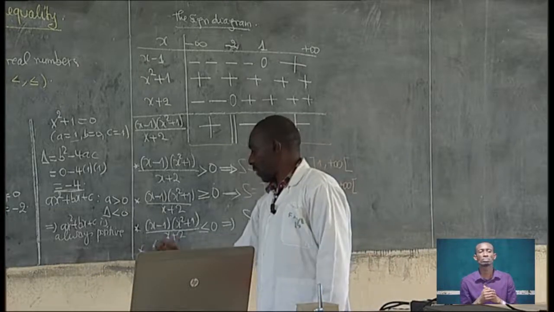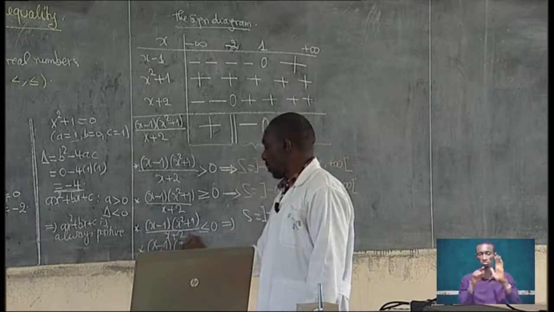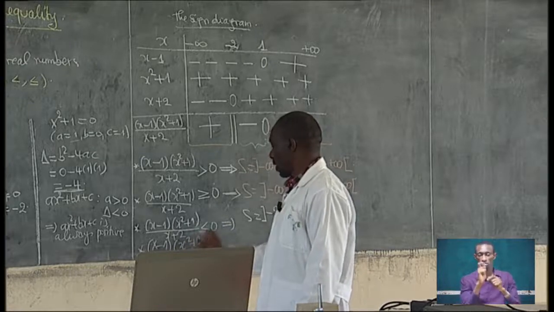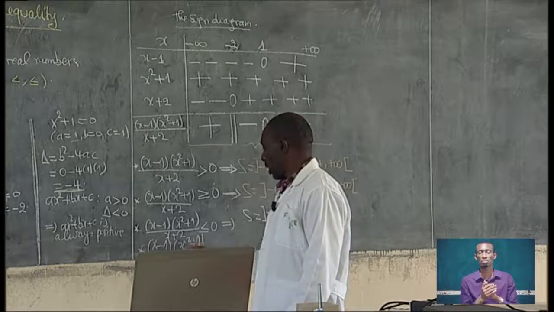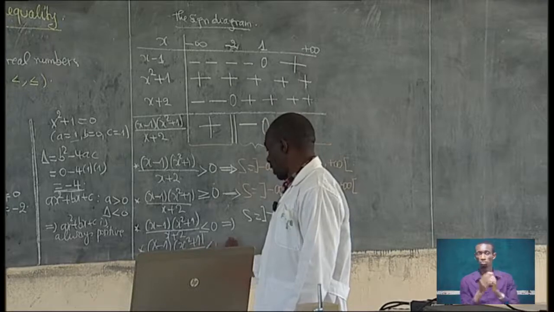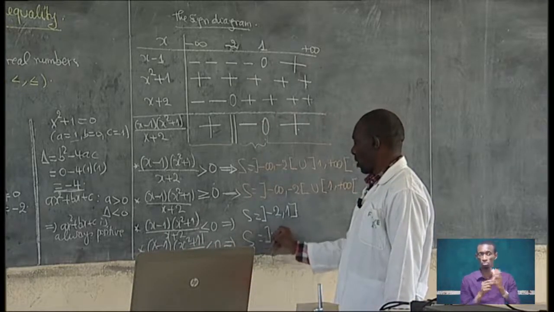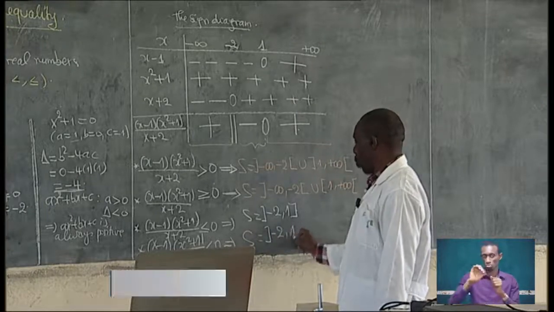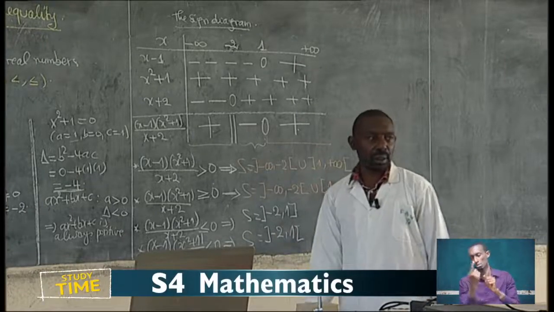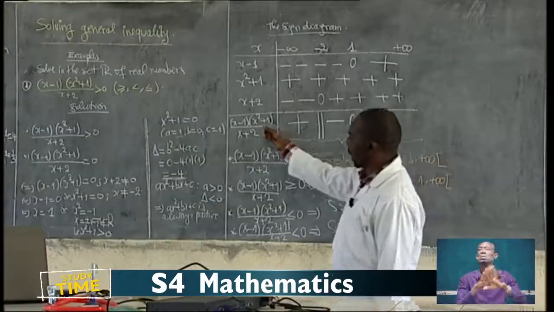And when I have (x minus 1) times (x squared plus 1) divided by (x plus 2) less than 0, the inequality is strict. The set of solution will be -2 up to 1, opened everywhere. And I'm done with this example.